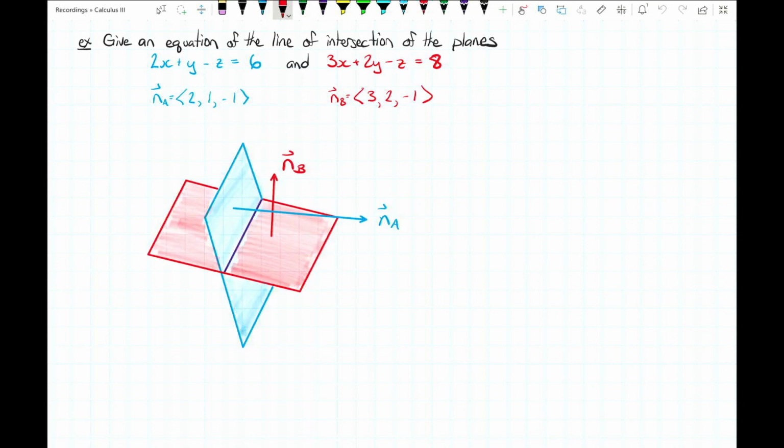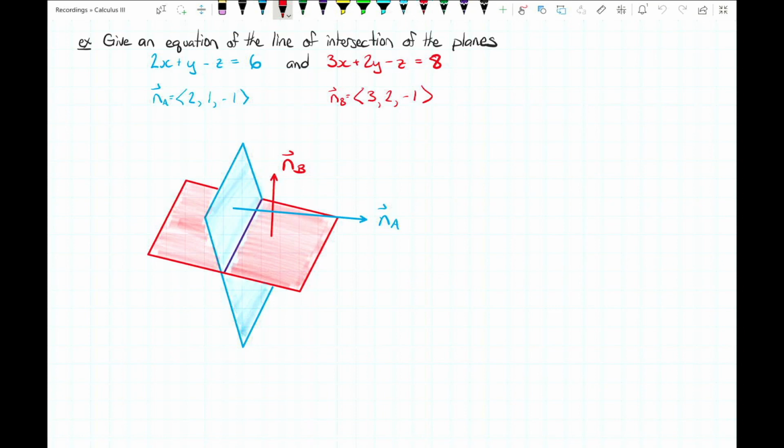And we're looking for that purple line. That's the line of intersection. That line exists on the plane A, and therefore that purple line must be orthogonal to NA. That purple line also exists on this red plane B, and so it must be orthogonal to NB. In fact, that purple line is orthogonal to both NA and NB.